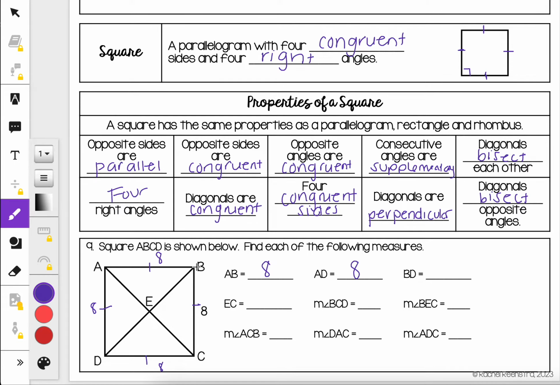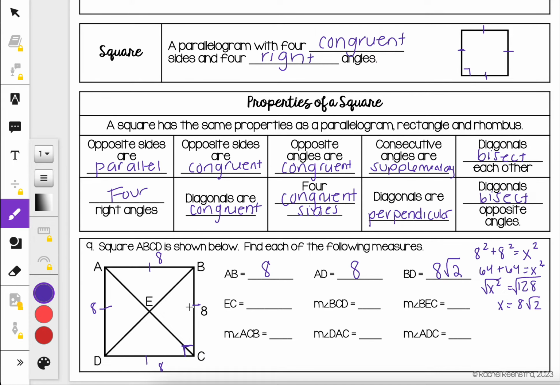If I want to find the length of BD, because I know that I have 4 right angles, I can use the Pythagorean theorem. So 8 squared plus 8 squared equals x squared. So I'm going to have 64 plus 64. I'm just going to flip that x squared around. X squared is 128. When I simplify that, I'm going to use simplified radicals here. That's going to be 8 radical 2. So the diagonal is 8 root 2.